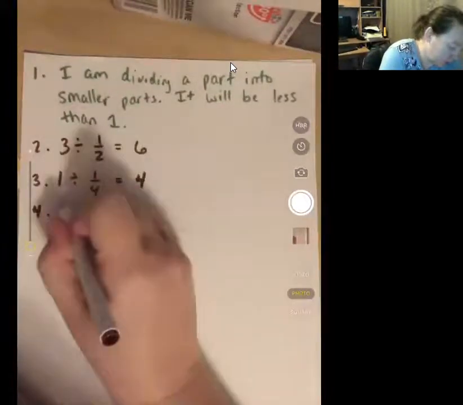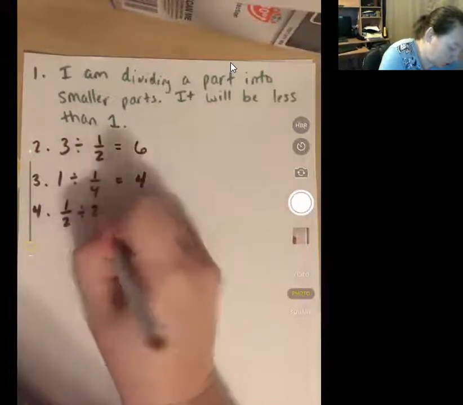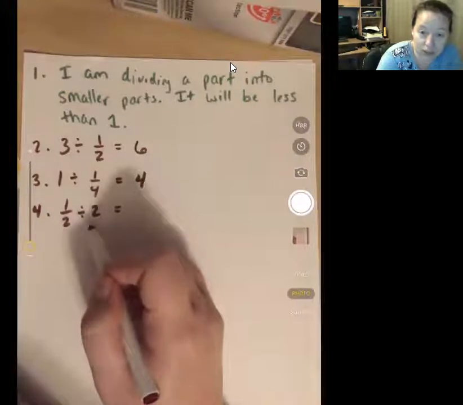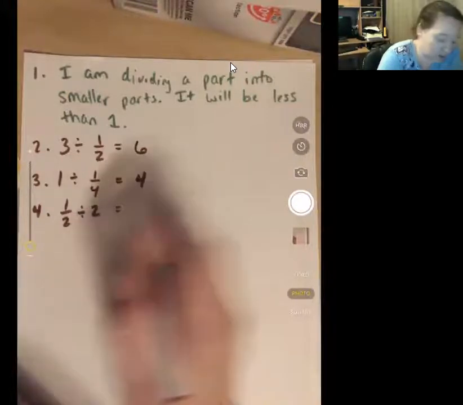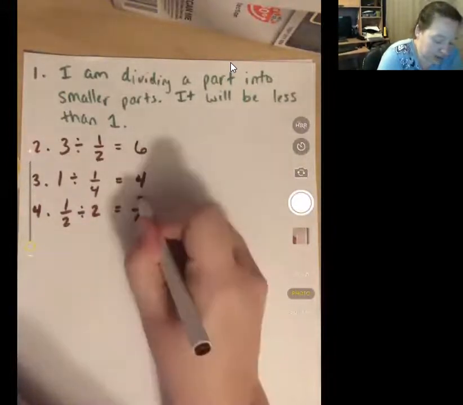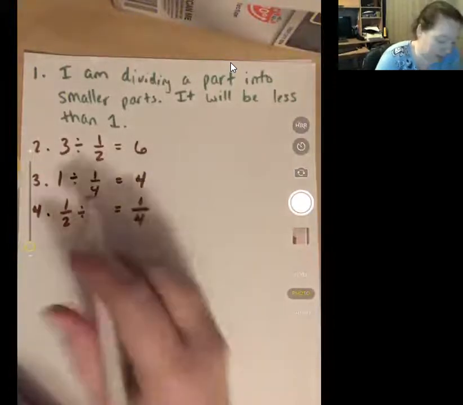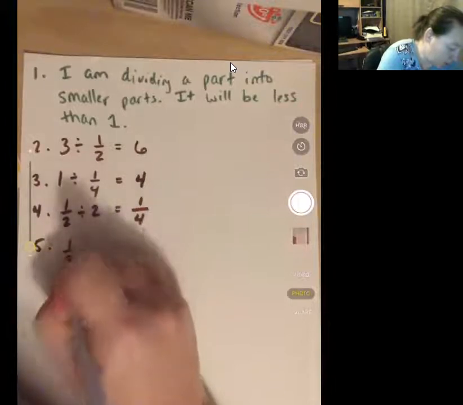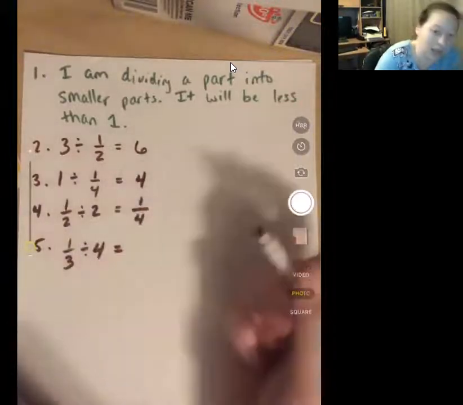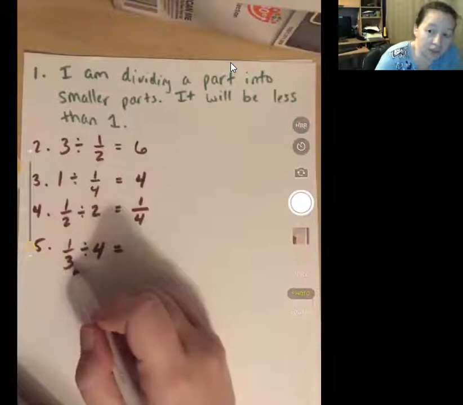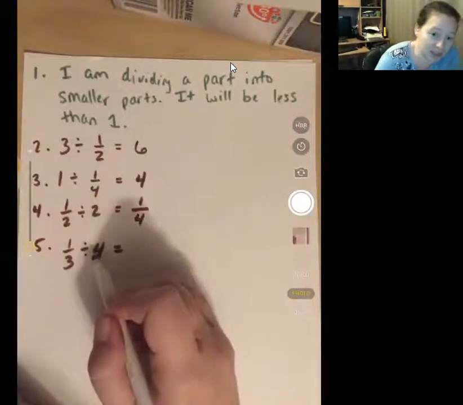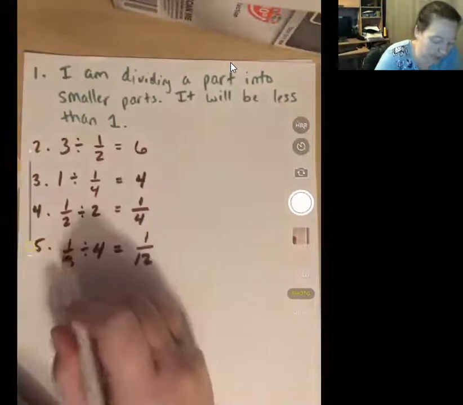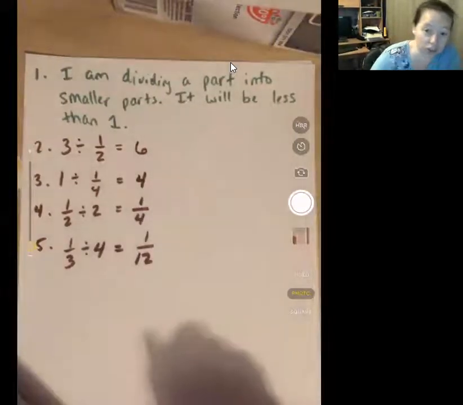Number 4, 1/2 divided by 2. I have half a piece, which I'm cutting into 2. 2 times 2 is 4, and it's 1 over 4 because I started with a fraction. Number 5, 1/3 divided by 4. I started with only a third. I'm dividing it into 4 pieces. 3 times 4 is 12, and it's going to be less than 1 because I started with a fraction.